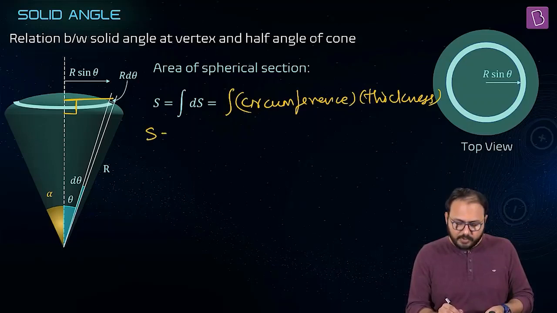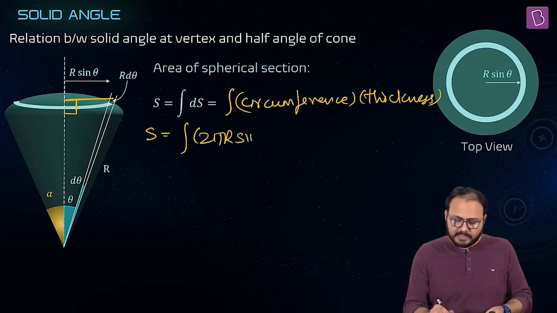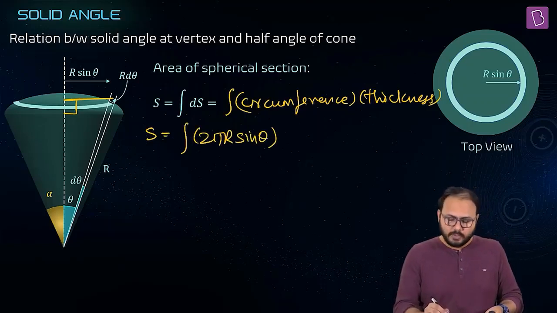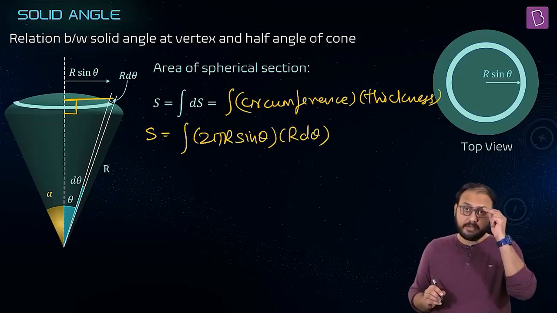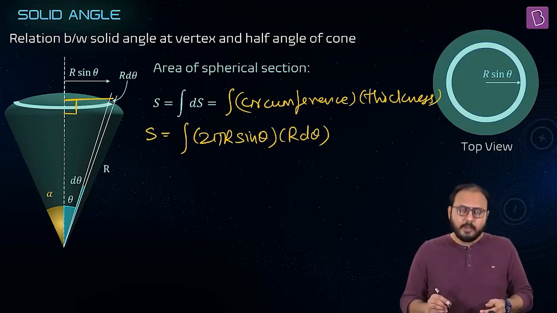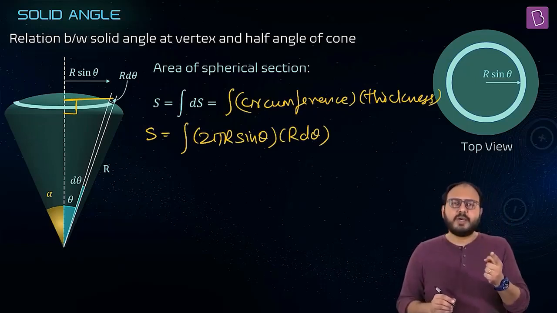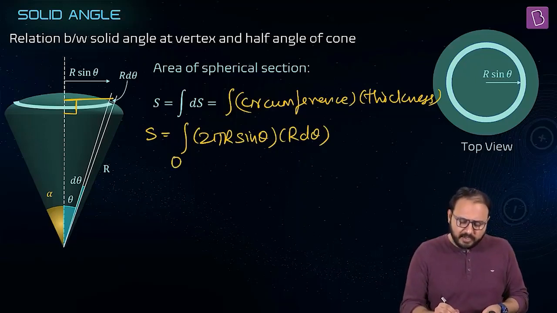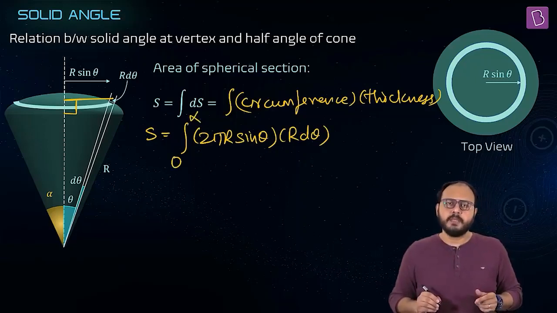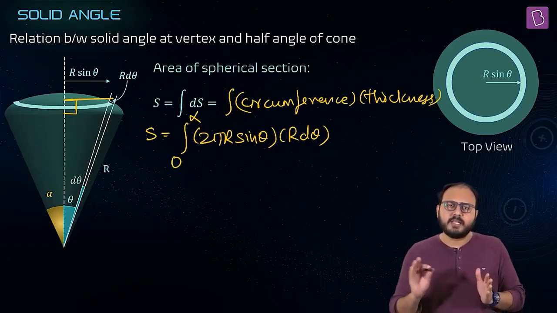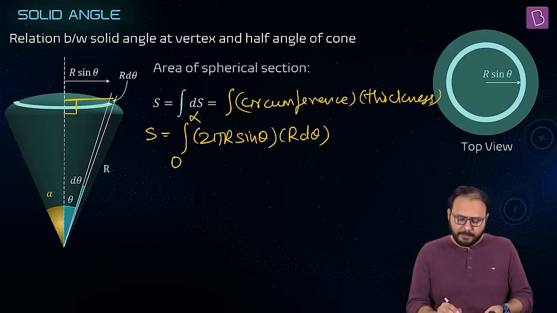So S is equal to what? Integral 2 pi R sin theta multiplied by R d theta. Limits please. Let's be clever. I know, minus alpha to alpha. No, 0 to alpha, because the left is a whole ring. When your angle goes from 0 to alpha, the left side is automatically getting covered. Oh, yep.